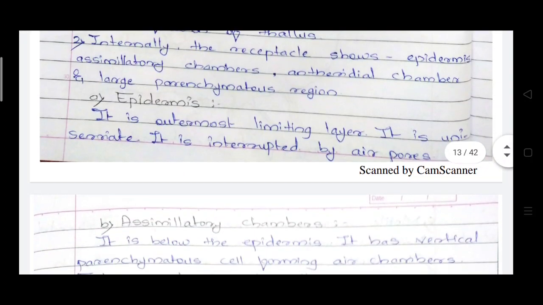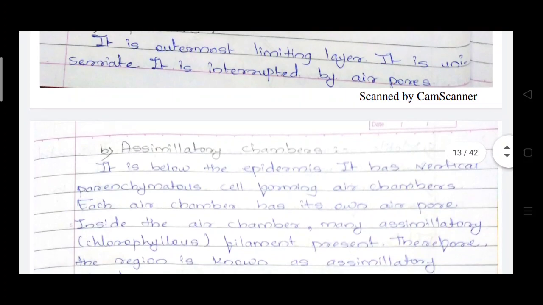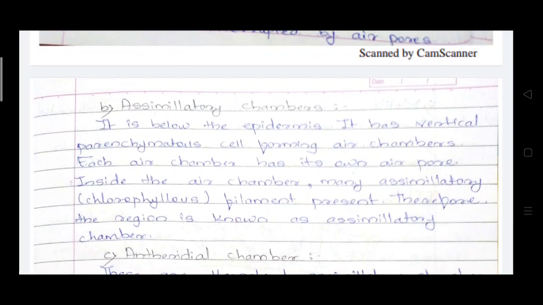Let's discuss the parts of the Antheridiophore one by one. The outer layer is the epidermis. It is the outer limiting layer and it is uniseriate. It is interrupted by air pores. Then after the epidermis there are the assimilatory chambers. These are vertical parenchymatous cells forming the air chambers, and each air chamber has its own air pore. Inside these air chambers many assimilatory, that means chlorophyllous, filaments are present, and they can produce their own food. So this region is known as the assimilatory region.